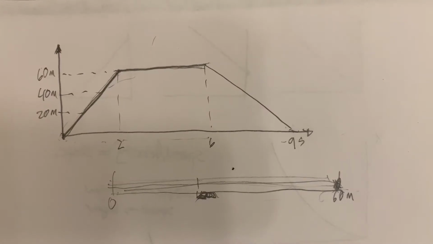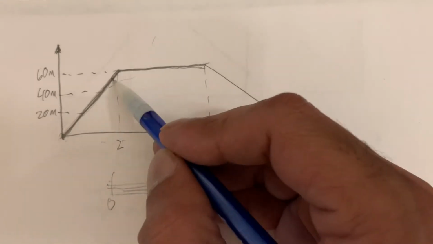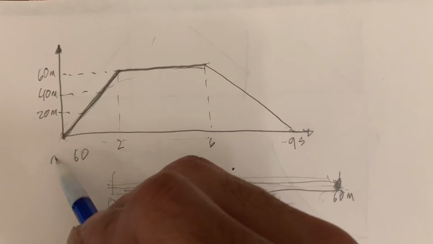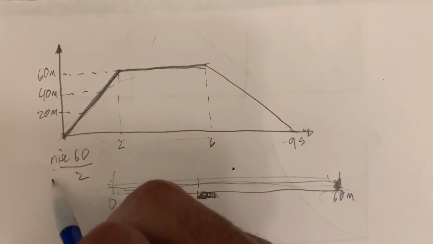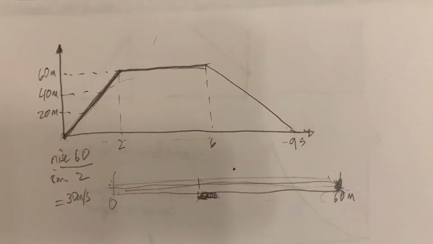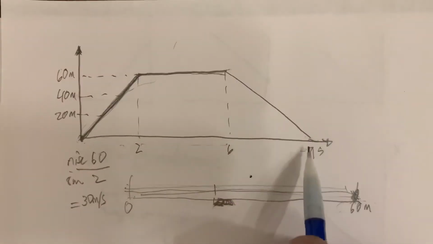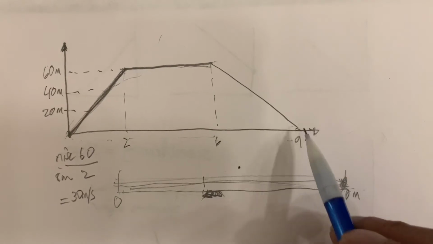All right? And to find the speed, it's pretty easy. You find the slope here. 60 is your rise, and 2 is your run. So he's going at 30 meters per second. Then he's at rest. And then he comes back in 3 seconds.